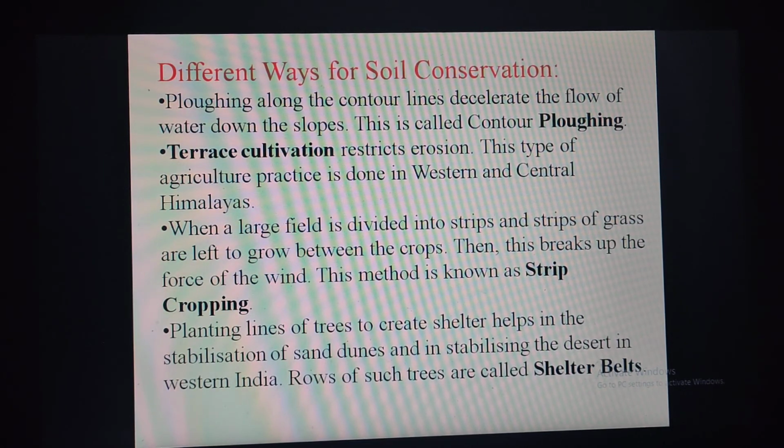So after all this soil erosion, what do we have to do? We have to conserve the soil. So here are some different ways through which we can do soil conservation. So let us see about that. Different ways for soil conservation.